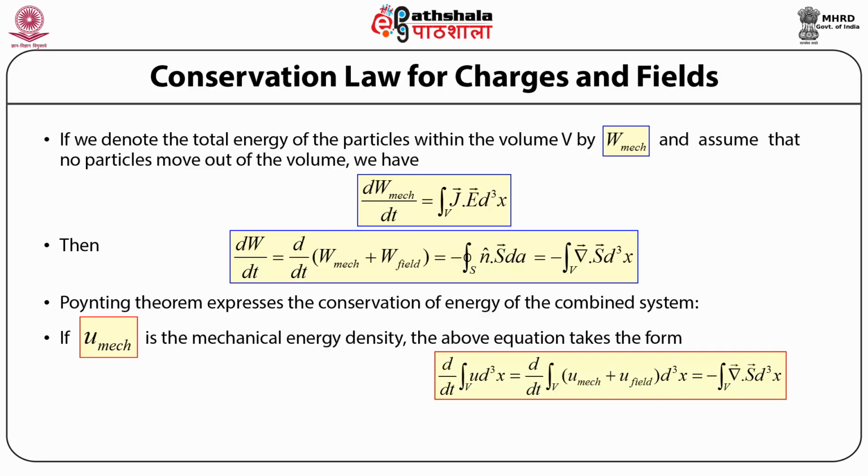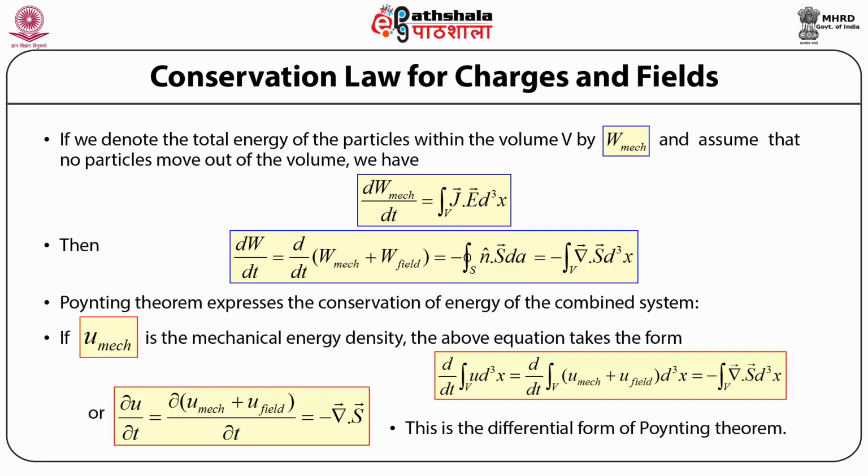And then we can write down the same equation in the differential form, which can be called the differential form of the Poynting's theorem, and this is that the partial time derivative of the total energy U is equal to the partial time derivative of the mechanical energy density U subscript mechanical plus the energy density due to the electromagnetic fields, that is U subscript field, and this is equal to minus the divergence of the Poynting's vector S.